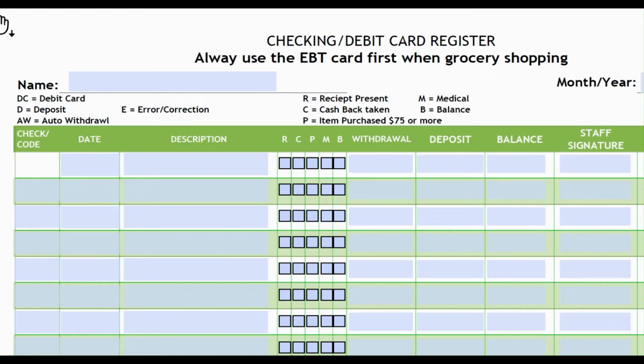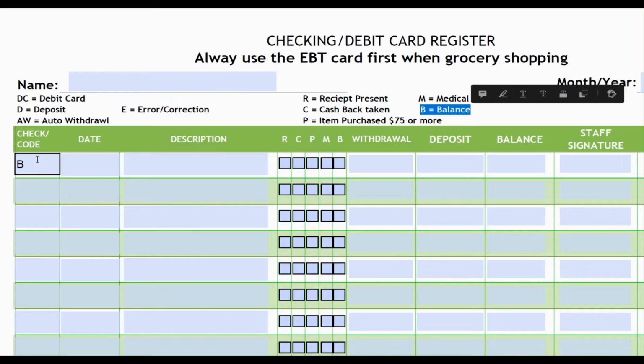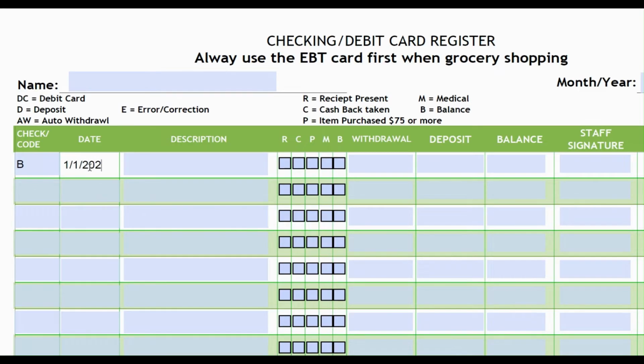It is crucial that every month, at the very beginning of the month, the first line of the checking register is filled in, and that is with the starting balance. So B was for the balance. That's the code. The date is always the first of the month. And then you're just going to write in beginning balance.